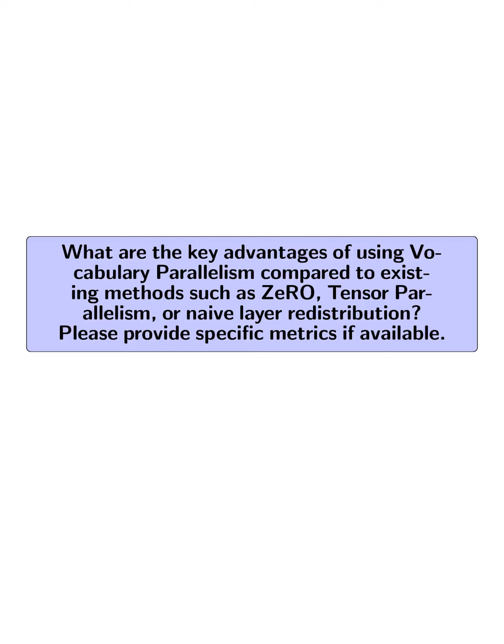What are the key advantages of using vocabulary parallelism compared to existing methods such as zero, tensor parallelism, or naive layer redistribution? Please provide specific metrics if available.